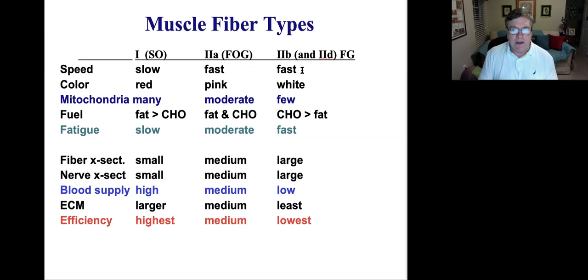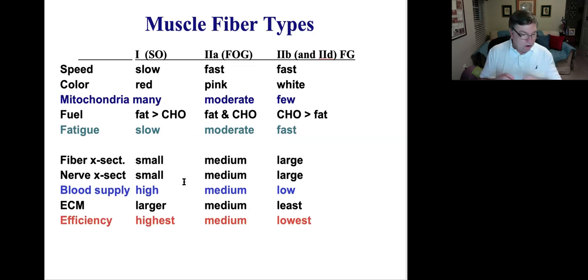The type 2Bs are fast. They're the white meat, if you will, the white muscle. They don't have a lot of mitochondria. They don't have much myoglobin, and they fatigue much faster. They're the booster rockets. The muscle fibers are largest with the type 2B fibers, smallest with the type 1. There are some exceptions. It doesn't always follow the rule, but in general, that's the way it is.